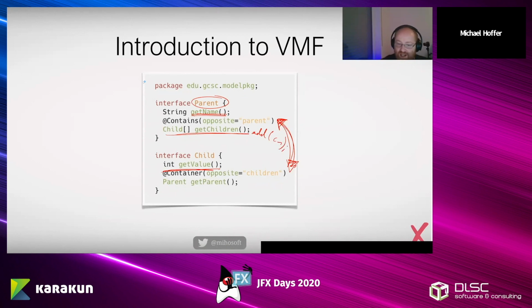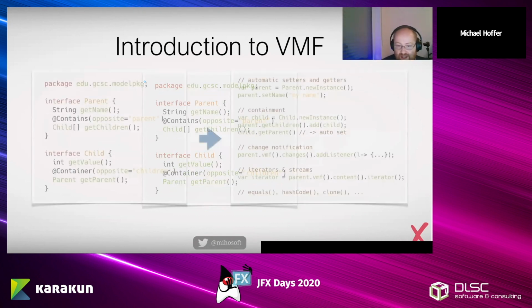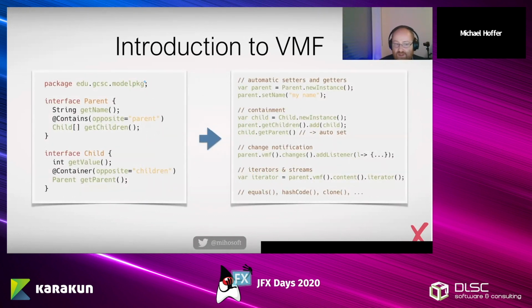But in this framework, you can also do the opposite. You can use your child and just say set parent P1, for example, and then it will automatically be added to that list. And there are a lot more features. So here is just an excerpt from what will be generated if you specify those interfaces.